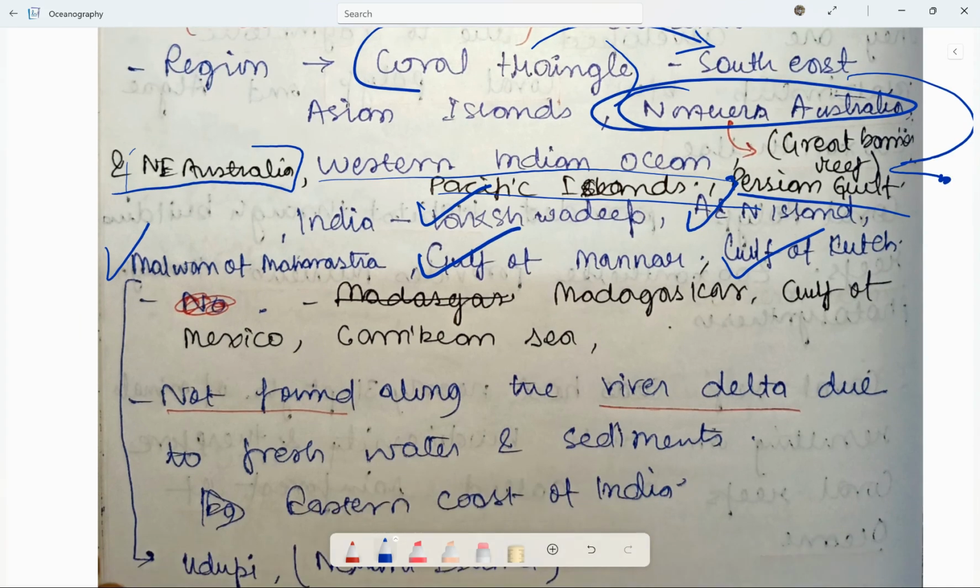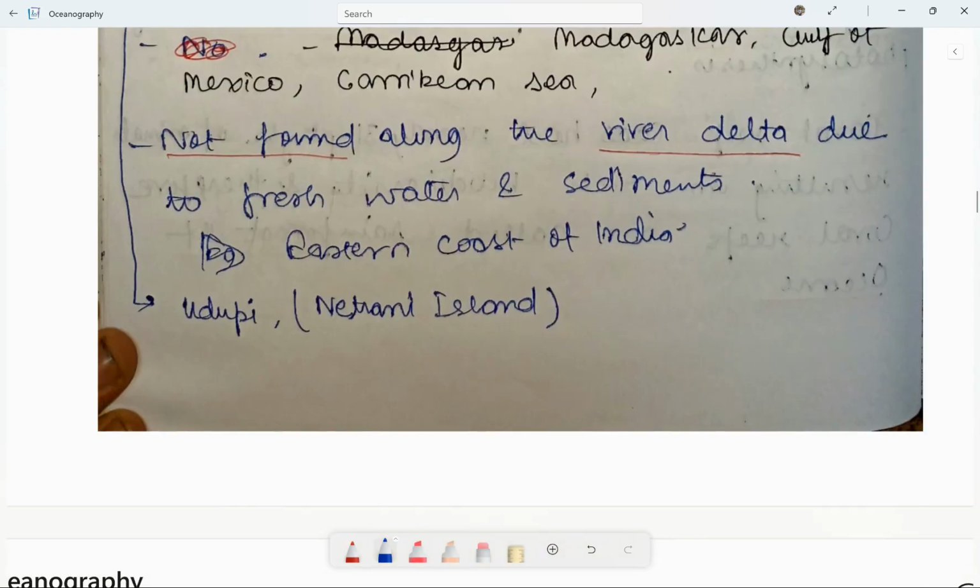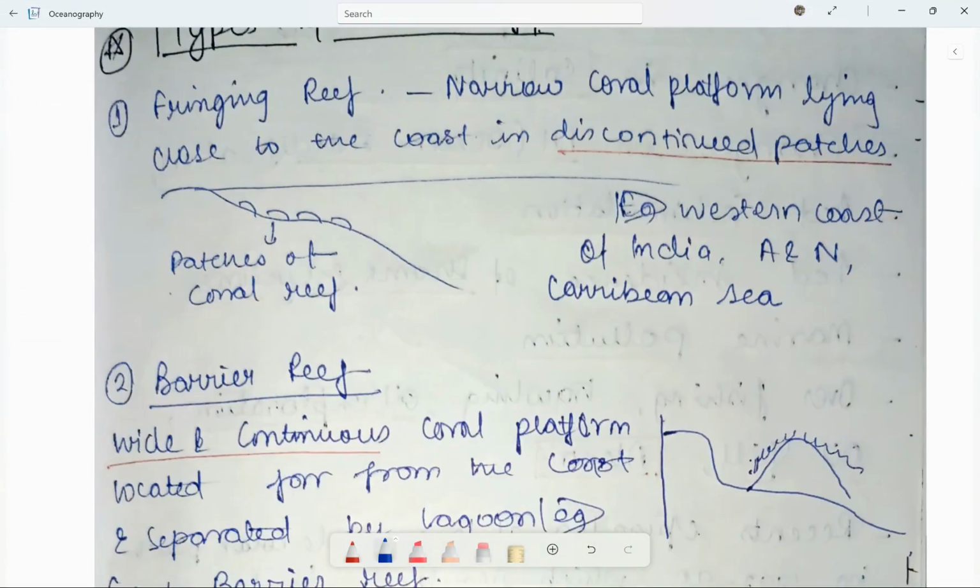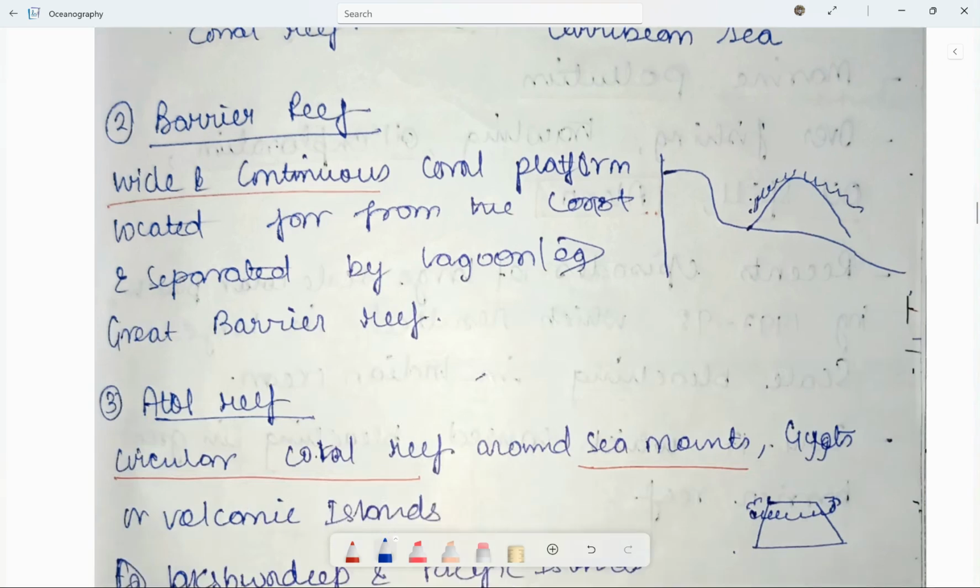मडागास्कर में भी मिलता है, गल्फ ऑफ मेक्सिको भी है, कैरेबियन सी में भी है, but they are not found along the Leeward Delta because of the fresh water and sediments being present. जैसे कि ईस्टर्न कोस्ट ऑफ इंडिया में प्रेजेंट नहीं है क्योंकि डेल्टा बहुत ज्यादा है इधर एरिया में। नेक्स्ट कम्स उडुपी इन द नेत्रानी आइलैंड, उडुपी इन मैंगलोर, इट इज प्रेजेंट। कितने टाइप्स ऑफ कोरल रीफ्स होते हैं? देयर आर थ्री टाइप्स ऑफ कोरल रीफ्स। फर्स्ट इज फ्रिंजिंग रीफ, सेकंड इज बैरियर रीफ and third is atoll reef.